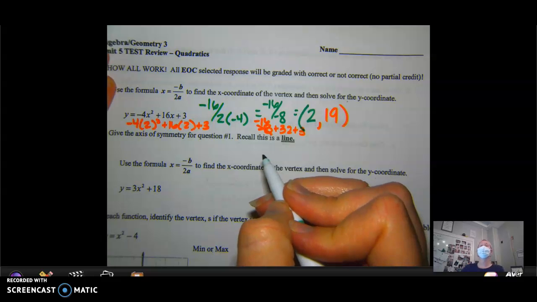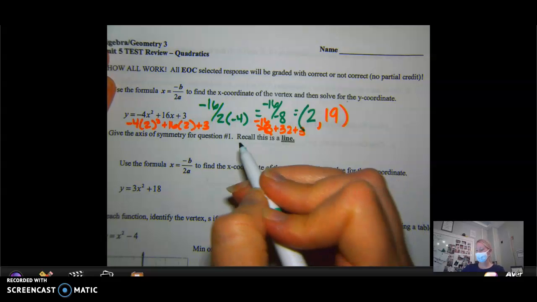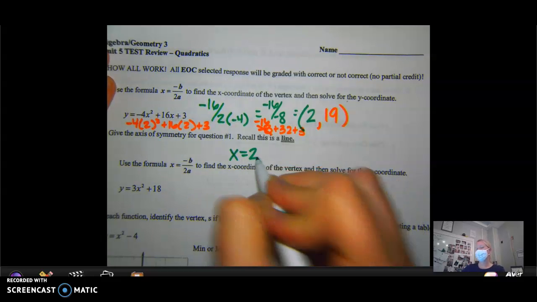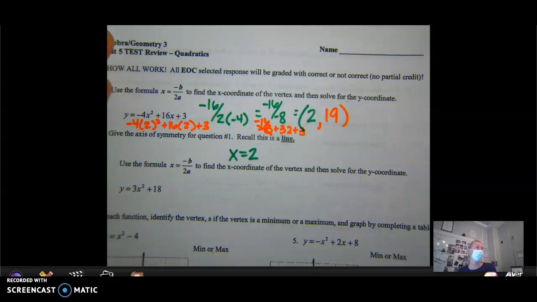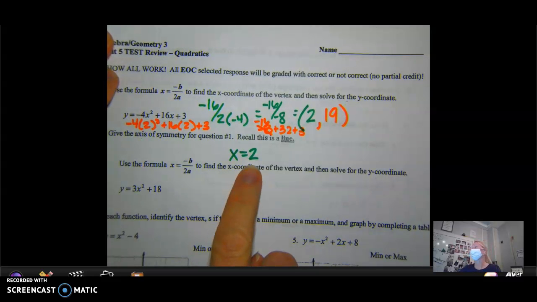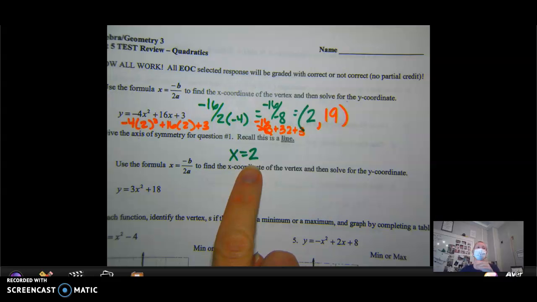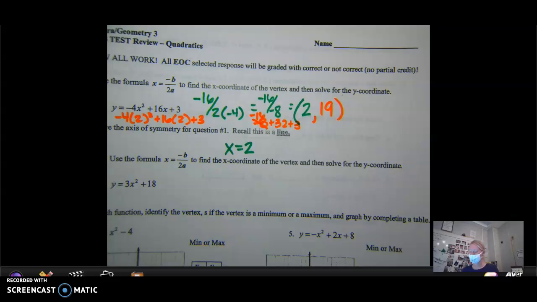2. Don't put 2. Will it be correct on the test? X equals 2. There are a couple questions on the test that say that. What's the axis of symmetry? If you gave me just 2, I would not count it correct, and I'm not going to go back and give you points on that. You must have x equals 2 because it's a line.